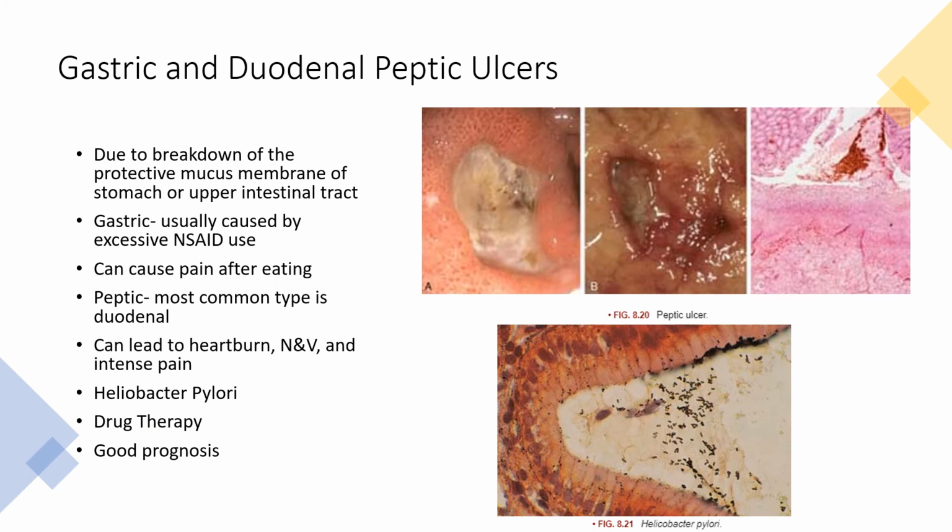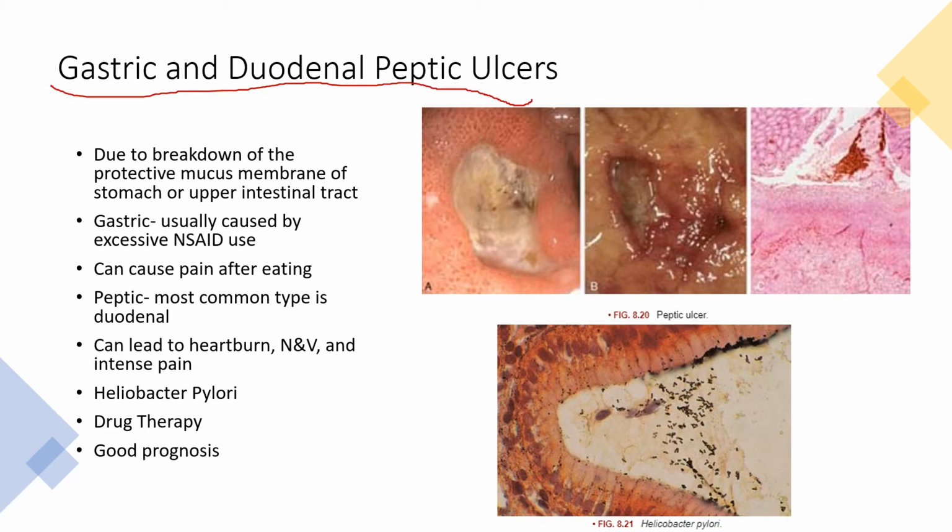Should the protective mucous membrane of the stomach or the upper intestinal tract break down, the lining is prone to ulceration. These internal surface lesions can be acute or chronic. They can be clustered or singular, and shallow or deep. Deep sores develop within the deep muscle layer. And what we're going to talk about on this slide are the gastric and the duodenal peptic ulcers.